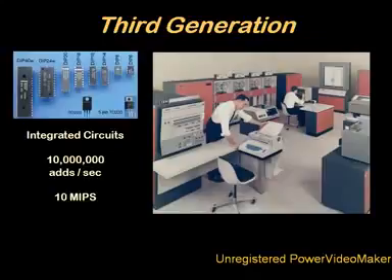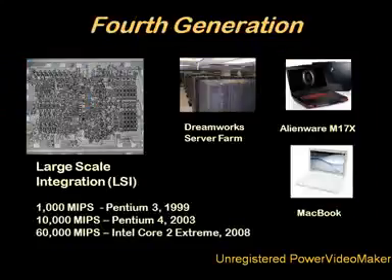Integrated circuits led to what people generally refer to as the third generation of computers, where we now had to start measuring instructions per second in the millions. 10 million instructions per second now, up from that initial 1,000 just 20 years before. I'm not sure there really is a fourth generation, because it's just more of the same stuff, done really, really fast and really, really small, but you can see we're now up into the billions of instructions per second on the latest Alienware laptop from Dell.